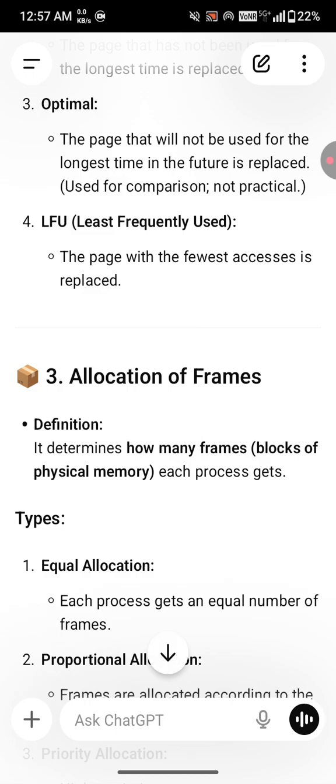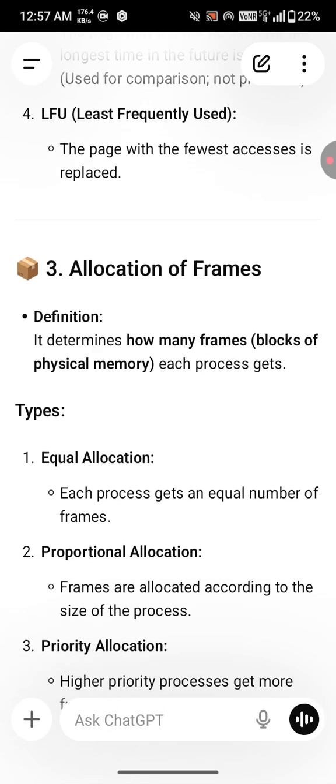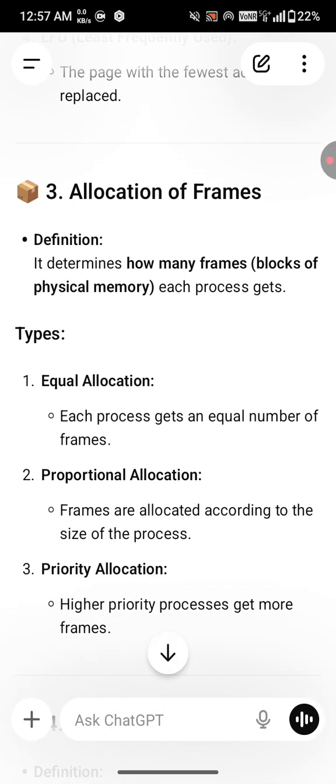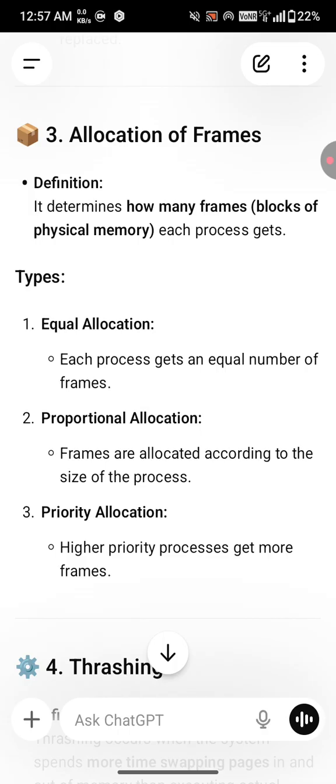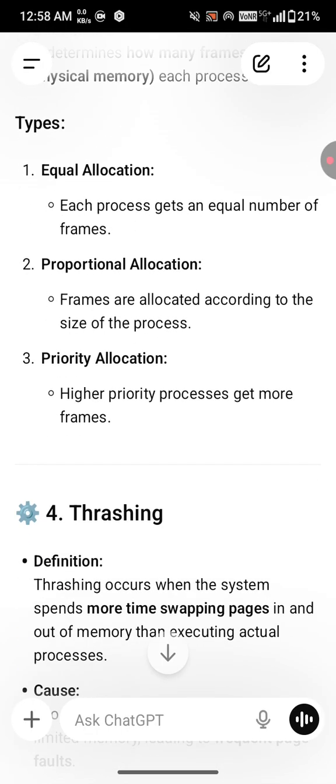Allocation of frames. Definition: it determines how many frames, blocks of physical memory, each process gets. Types: equal allocation, each process gets an equal number of frames. Proportional allocation, frames are allocated according to the size of the process. Priority allocation, higher priority processes get more frames.